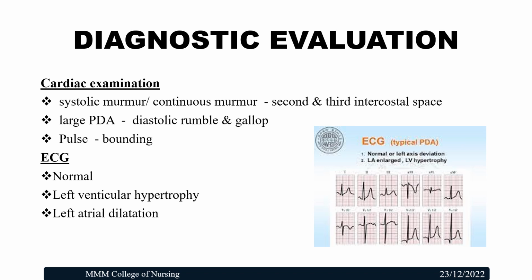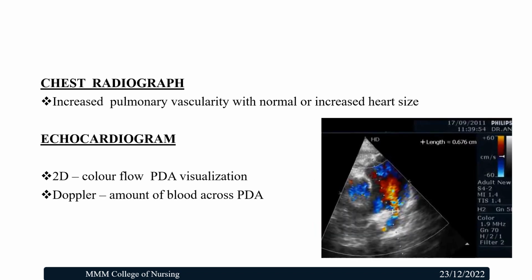Electrocardiogram shows usually normal with small patent ductus arteriosus, but in large patent ductus arteriosus you can see left ventricular hypertrophy, left atrial dilatation. This will be the changes in the ECG with patent ductus.